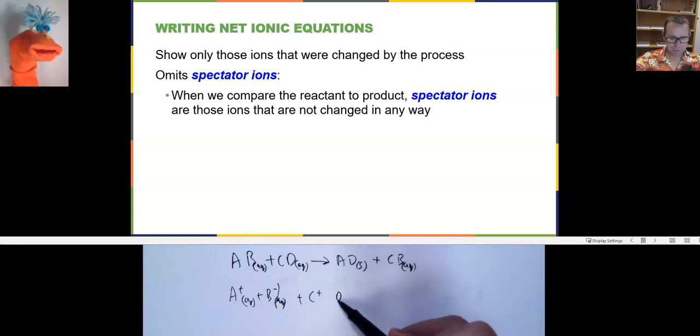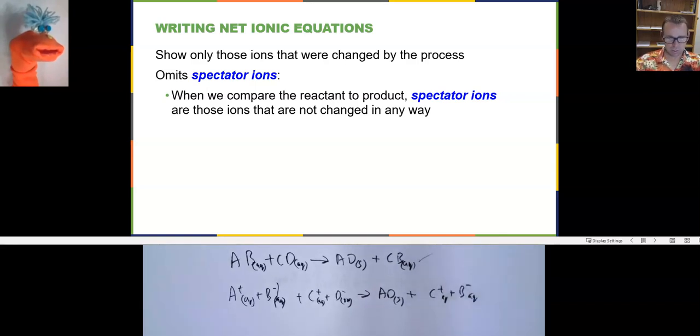C plus, D minus. Those aren't fun things to hear, huh? Yeah, I want a D minus. Okay, and then AD stays together, solid, and C plus and B minus dissociate as well. So that's our general pattern for our equation, and then this is our ionic equation.